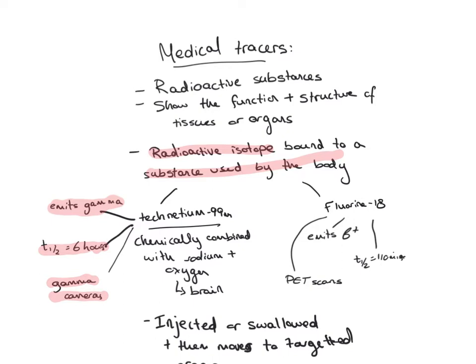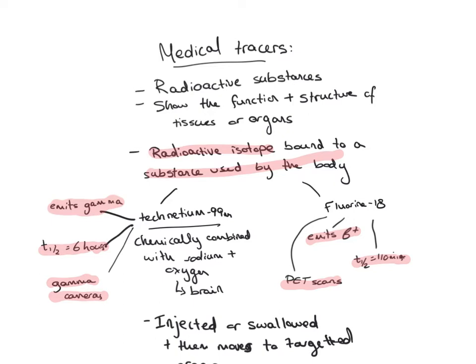Now with fluorine-18, it's used in PET scans. It emits beta plus, and it has a shorter half-life, about 110 minutes. That's why it's usually produced near the hospital where the procedure will be taken, because it needs to be quickly transported, and it needs to be quickly injected before it decays fully. So a few things here.